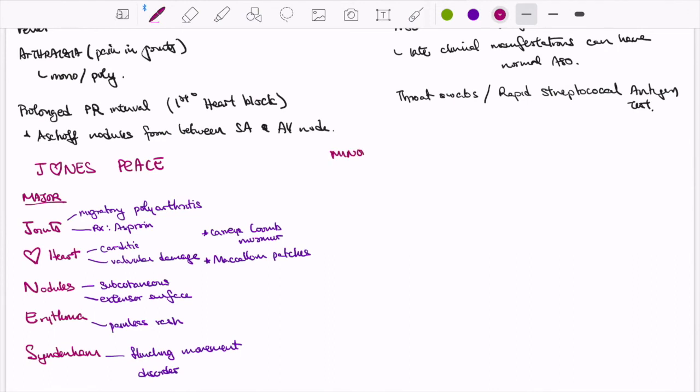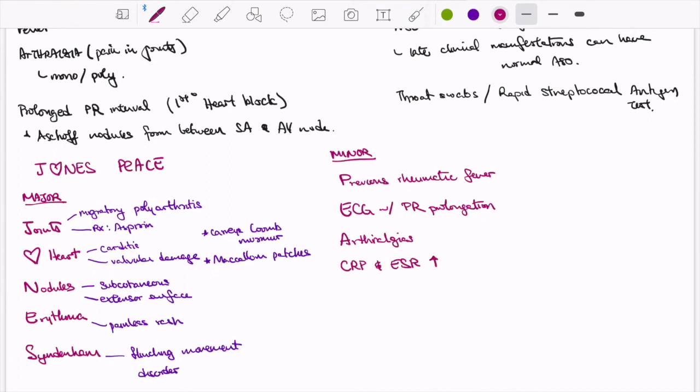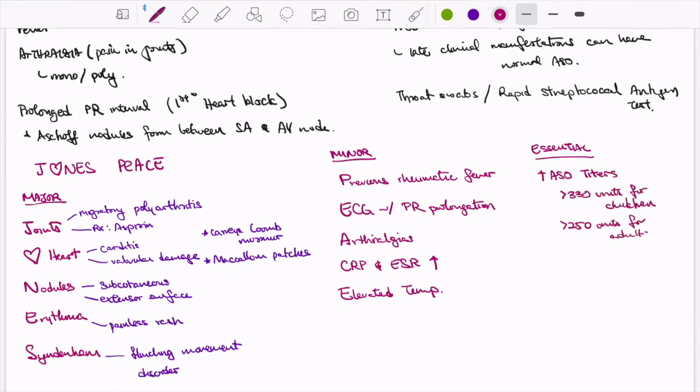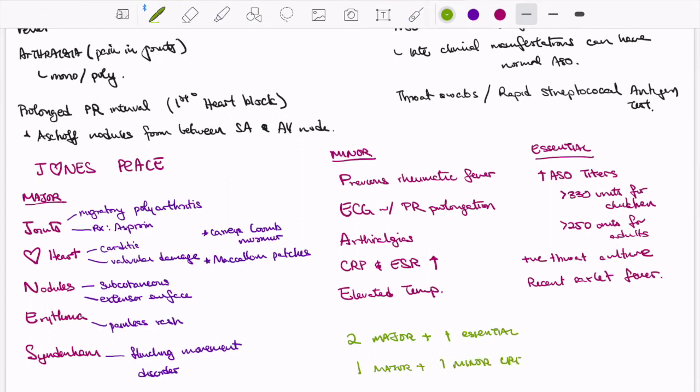Minor criteria is remembered with PEACE: previous rheumatic fever, ECG with PR prolongation, arthralgia, CRP and ESR are elevated, and elevated temperature. And the essential criteria include increased ASO titers, more than 350 units for children and more than 250 for adults, a positive throat culture, and a recent scarlet fever. So the algorithm for diagnosis is that the patient should be positive for either 2 major criteria and 1 essential criteria, or 1 major and 2 minor criteria.